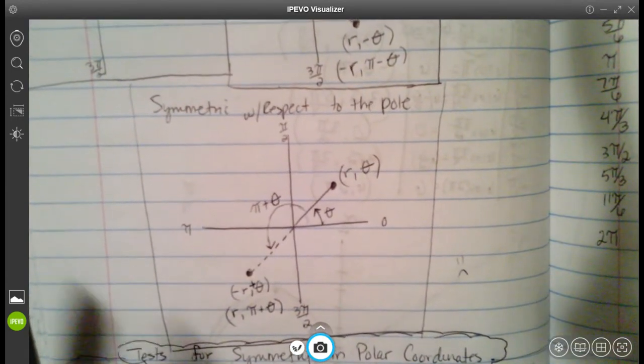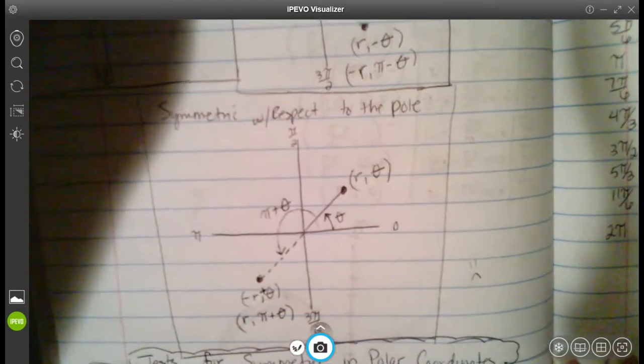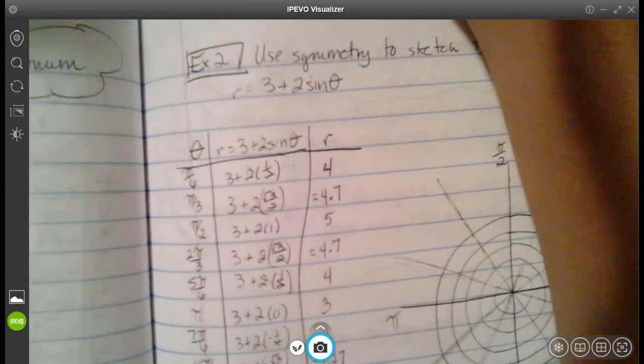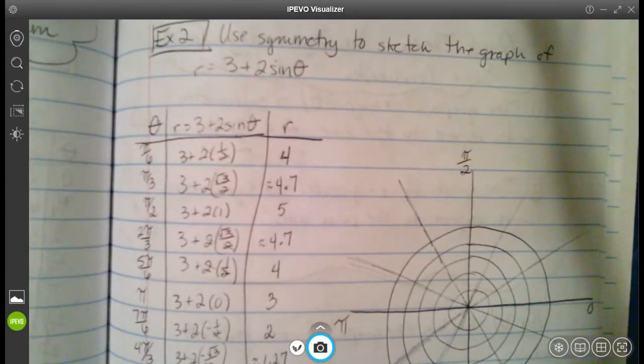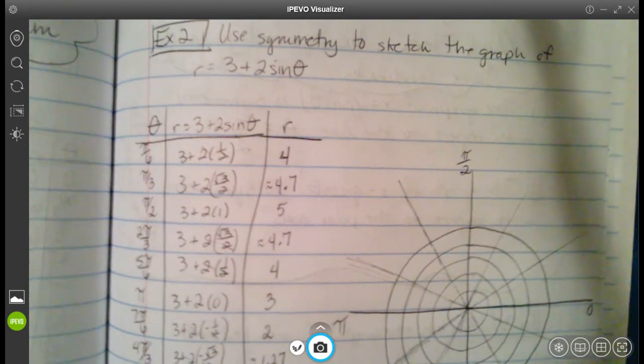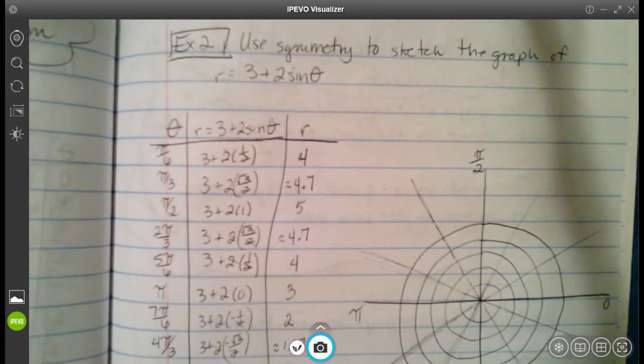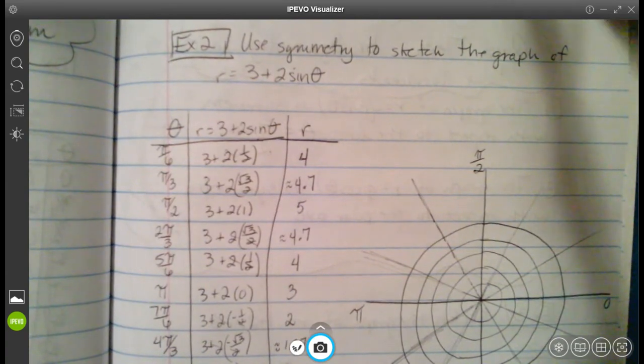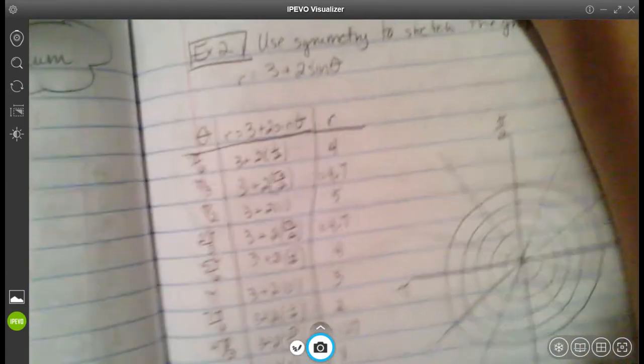Next one. These are just definitions showing you what the symmetry is going to look like. And now we're going to actually see it in action with example number 2. Again, this one's worked out for us except for the graph. I left the graph for us to do together simply because that's the part that tends to overwhelm students, myself included when I was your age. So let's look at example 2.